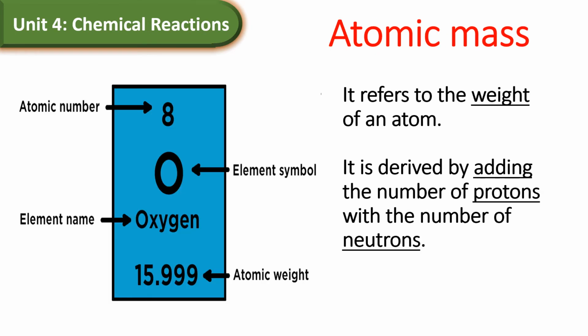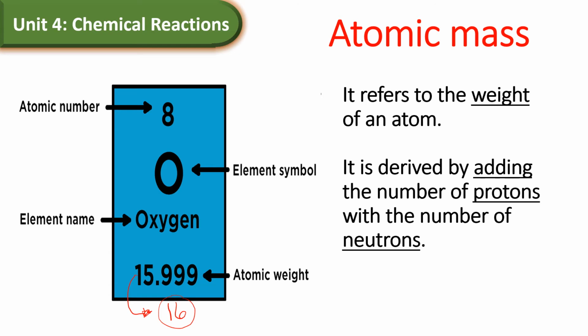The next word is your atomic mass, also known as your atomic weight. It refers to the weight of the atom, meaning how heavy this atom is. Our example here is oxygen. If you look at its atomic mass or atomic weight, it's 15.999, or we can round it off to 16.